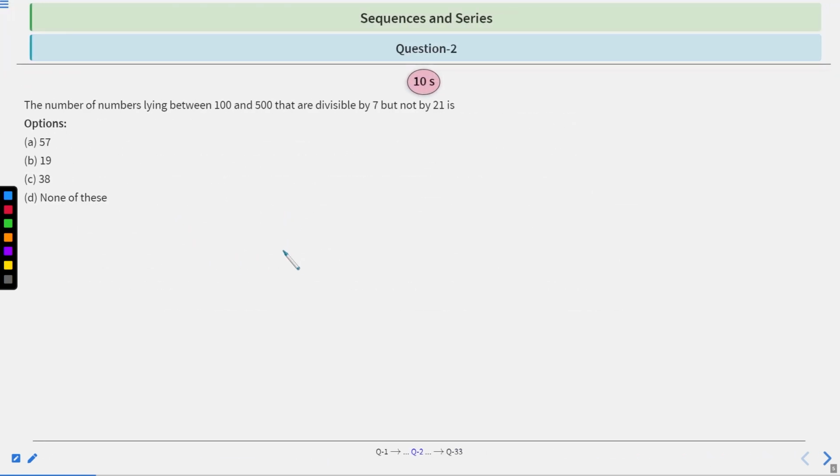Now let's move to question number 2. The number of numbers lying between 100 and 500 that are divisible by 7 but not by 21. So after 10 seconds, we will move to the solution part. Now let's move to the solution.